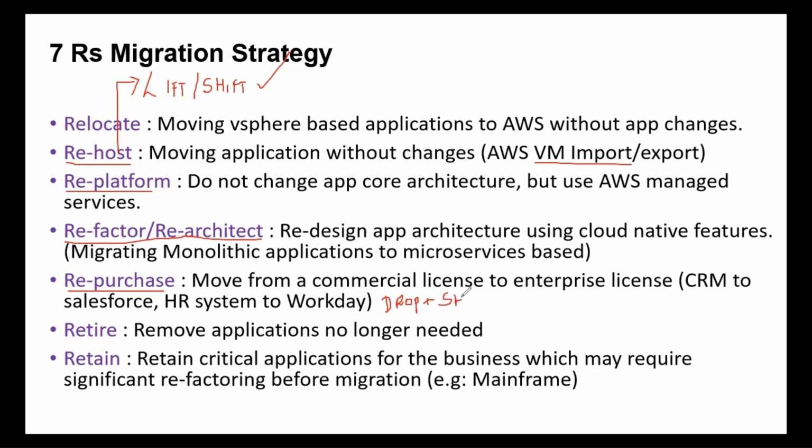What it means, for example, in the AWS Marketplace, we have some ready-made applications available. The organizations can directly purchase the applications from the AWS Marketplace. That is one thing. And secondly, moving from the on-prem license into a cloud-based solution like the Salesforce system or a Workday system, which are all cloud-based, SaaS-based solutions, right? Those come under repurchase.